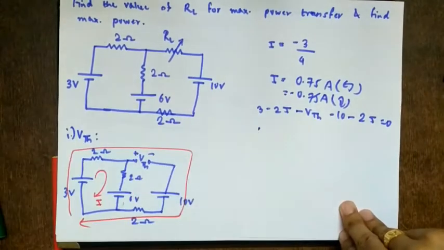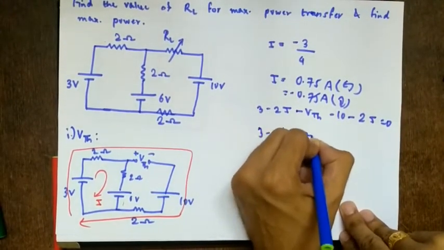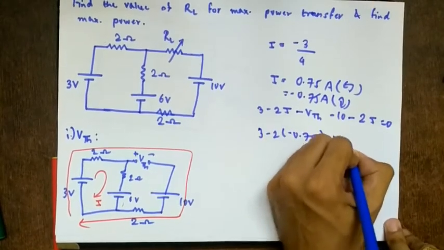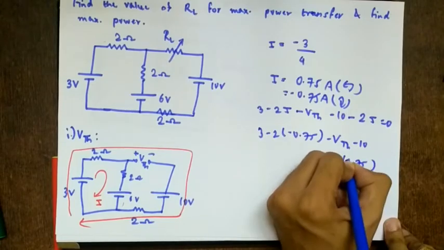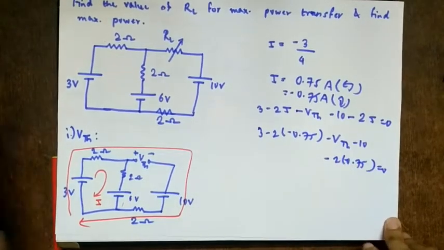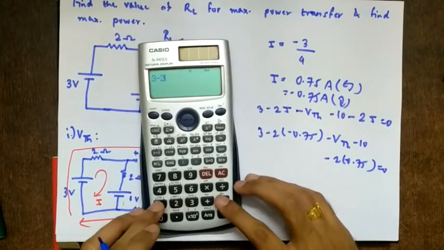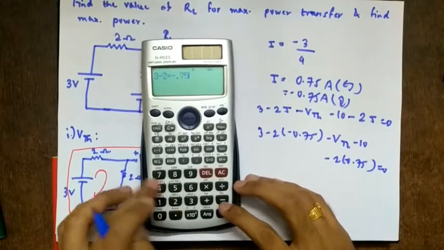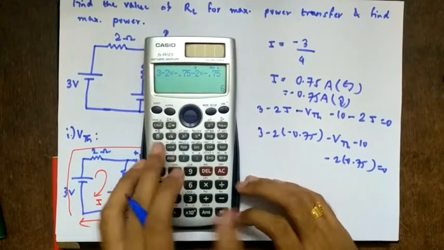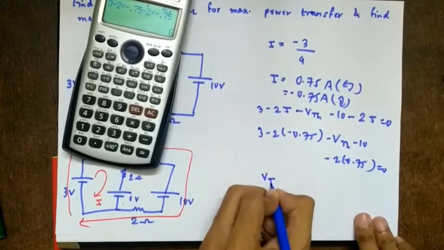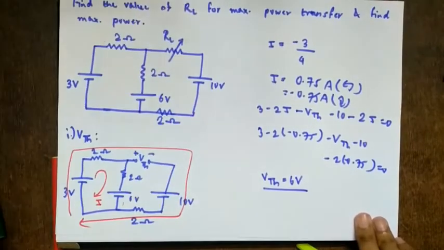So I'll use 3 minus 2 into minus 0.75 minus VTH minus 10 minus 2 into minus 0.75 equal to 0. So let's find VTH. VTH will go here, it will be plus. So 3 minus 2 into minus 0.75 minus 2 into minus 0.75, minus 10, that is 6. So VTH equal to 6 volts. Right?